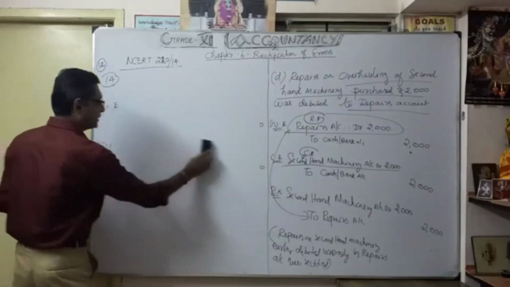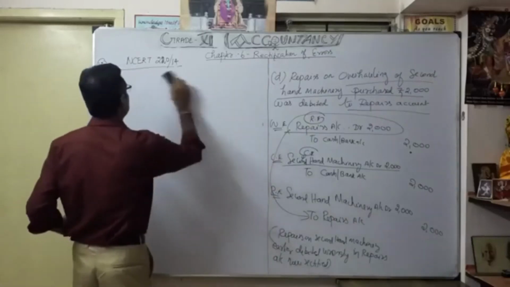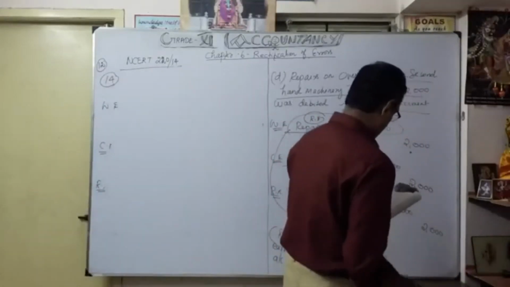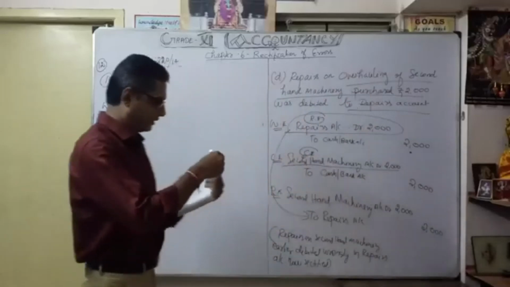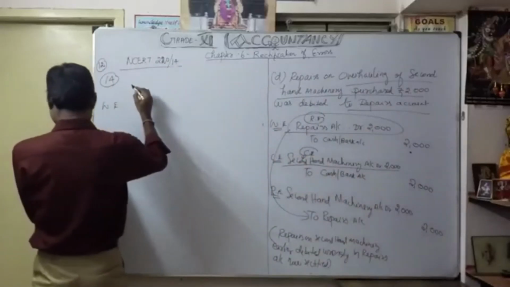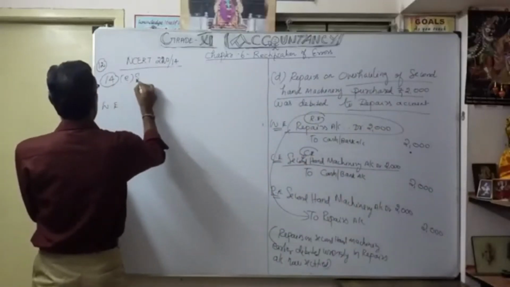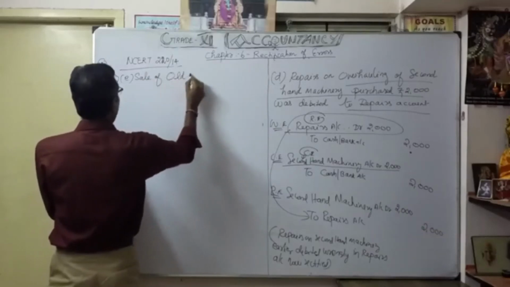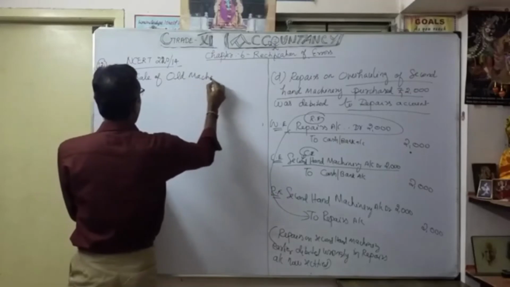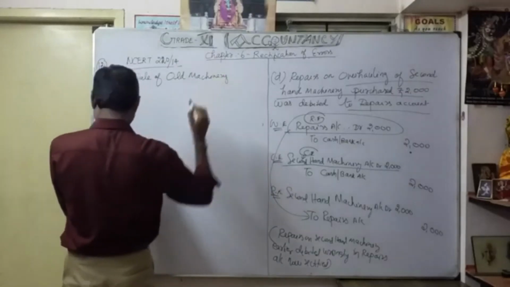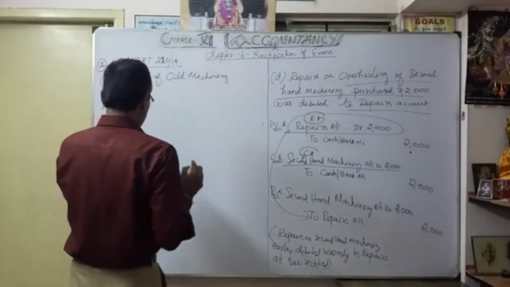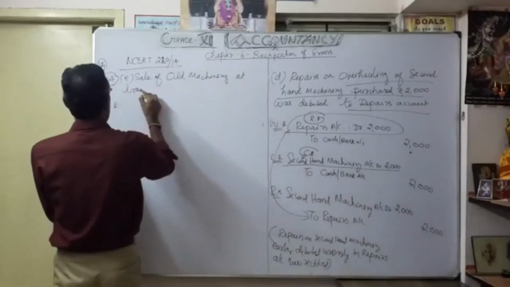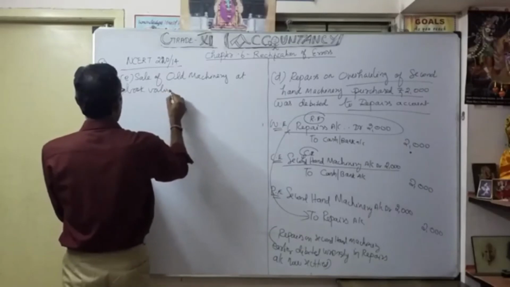Okay, so what is the final transaction? They consider it a... what is that? Sale of old machinery. Okay, so what is the final one? Sale of old machinery. Okay, sale of old machinery at book value. At book value.